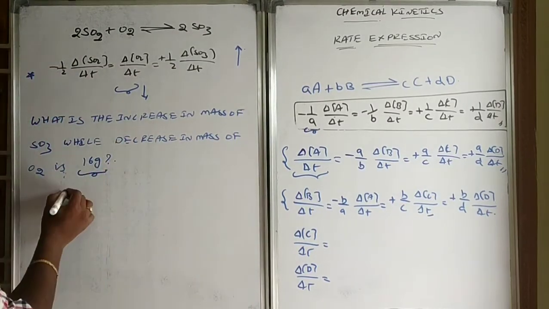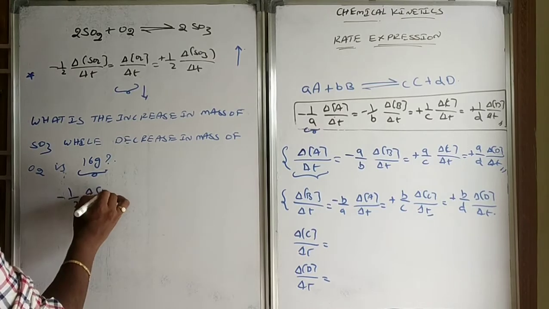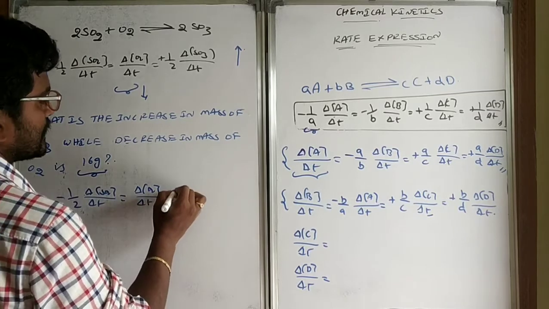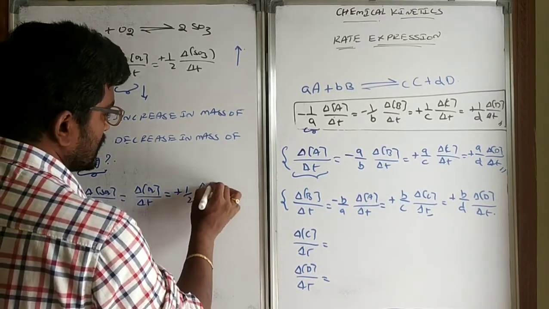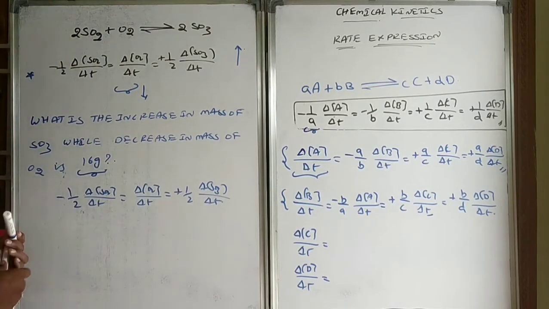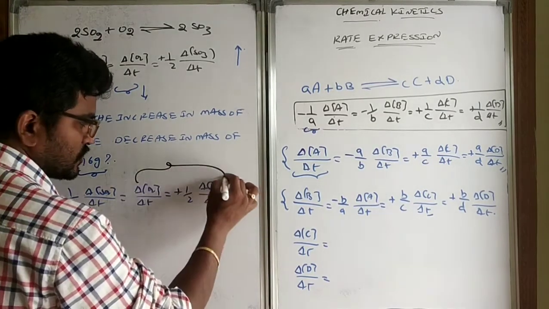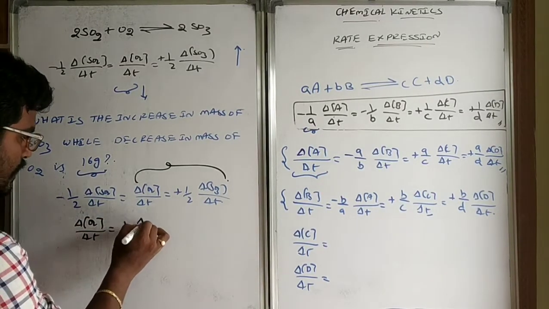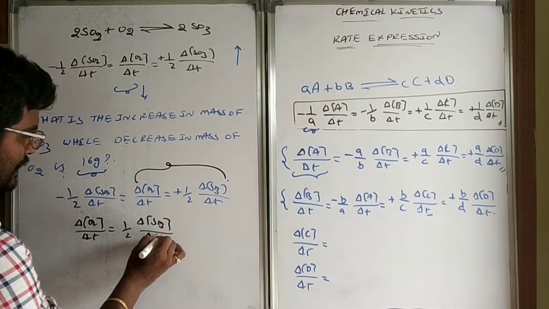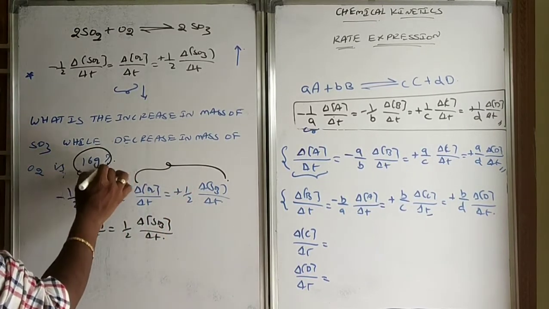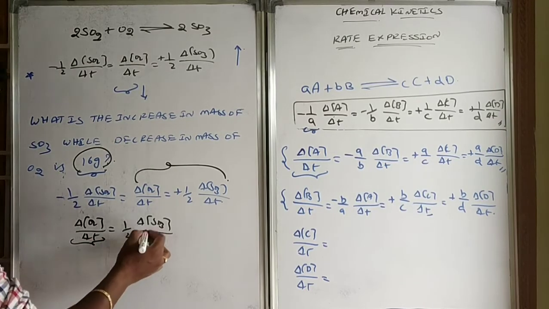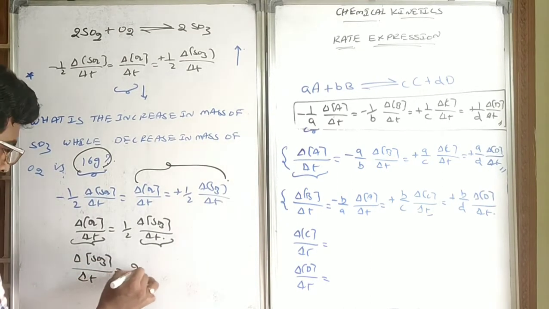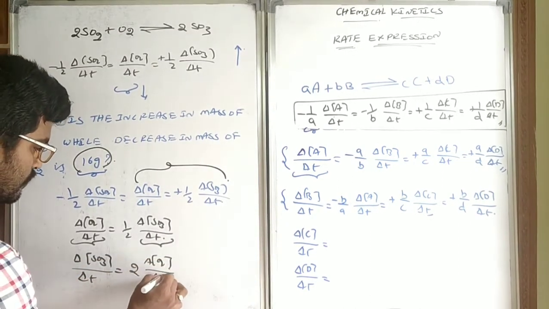We know very well what the rate expression means: minus half into delta SO2 by delta T equals delta O2 by delta T equals plus half into delta SO3 by delta T. Here they are asking only the relation between oxygen and SO3. So delta O2 by delta T equals half into delta SO3 by delta T. The change in concentration of oxygen is given, and the change in concentration of SO3 is asked. So delta SO3 by delta T equals 2 into delta O2 by delta T.